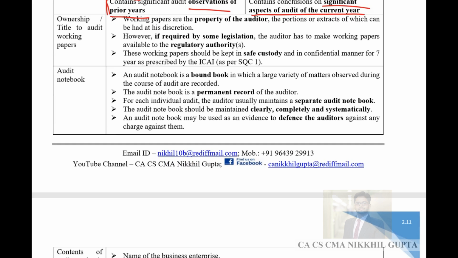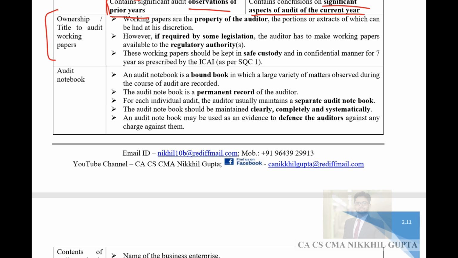Guys, an important topic. It recurs in the examination a lot. So the next topic is ownership or title to audit working papers, and I've already told you that the auditor is the owner of the working papers, and it is the auditor's prerogative whether he wants to disclose or give the audit papers to the client or not. The Institute of Chartered Accountants of India has released an advisory where they say that it is entirely the auditor's discretion on whether they want to share their audit working papers with the client or not.